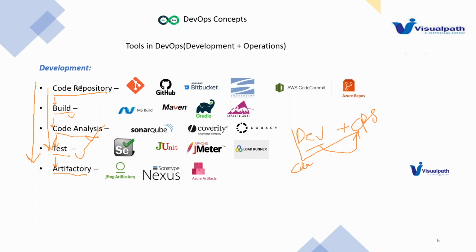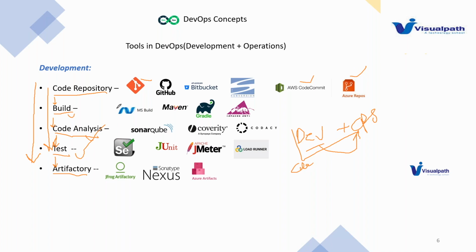These are the tools we use for the code repository: Git, GitHub, Bitbucket, and SVN. In AWS we have CodeCommit, and in Azure DevOps we have Azure Repos. There we have distributed code management tools.